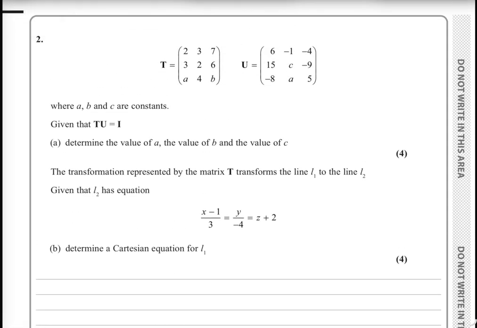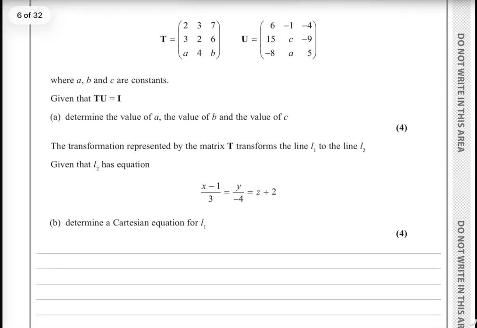So we've got 2 matrices given to us, T and U. There are some missing elements, A, B, and C. Given that TU equals I, the identity matrix, determine the value of A, B, and C.